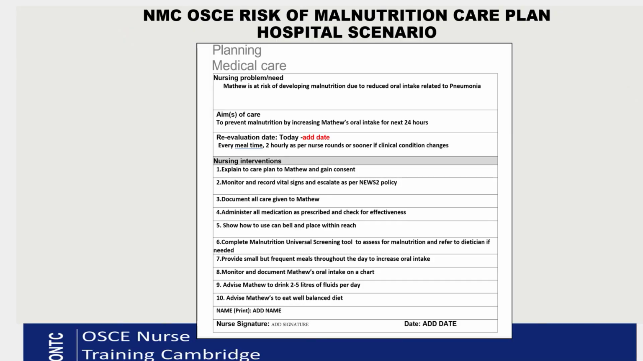So that's how we will apply those principles to this scenario and to this risk of malnutrition care plan. Very simple, but it needs to be written clearly. Then you need to print your name, make sure you don't forget that, put your signature and add your date, which is the date of your exam. If the template says today, then you can add your exam date. Okay, so that is what a risk of malnutrition care plan should look like.